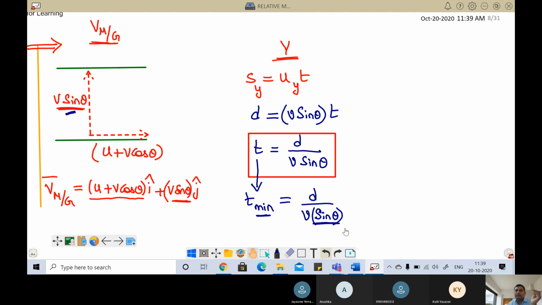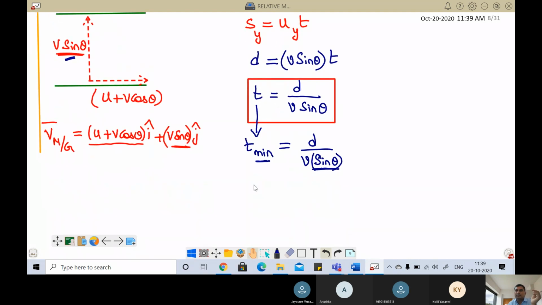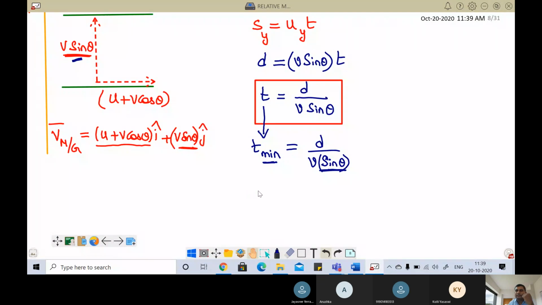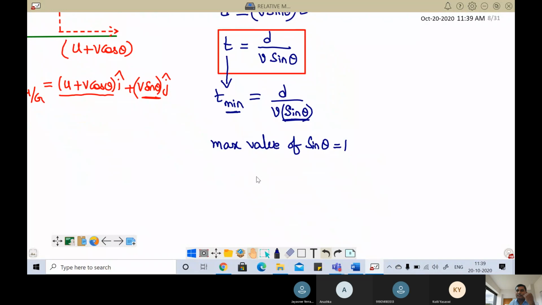So if you want to find out the maximum value of sin theta, the maximum value of sin theta is equal to 1. I hope you know the sin theta maximum. This is the graph of sin. Maximum will be 1 here, and that will happen at 90 degrees.